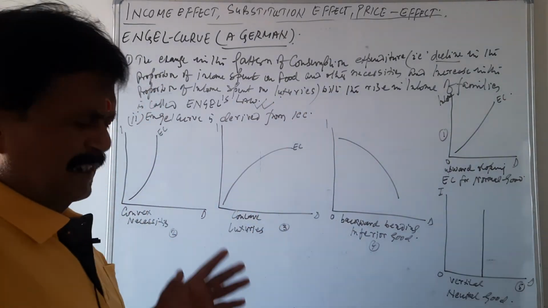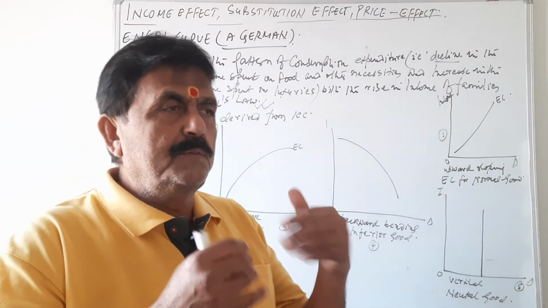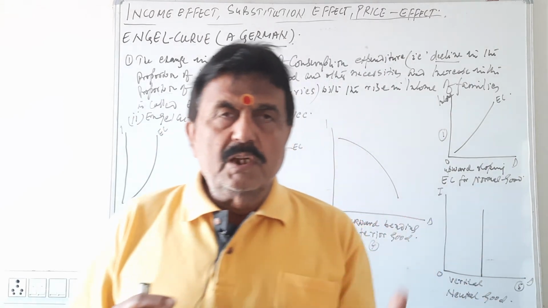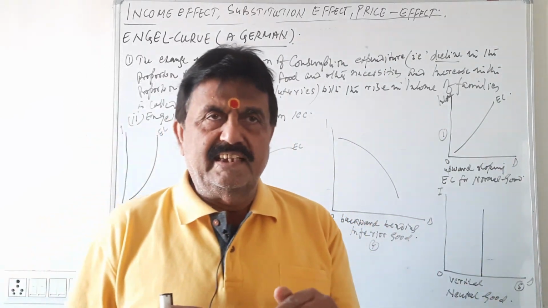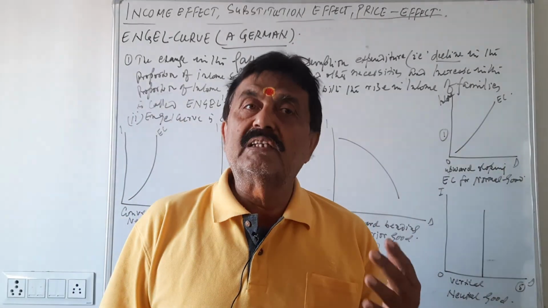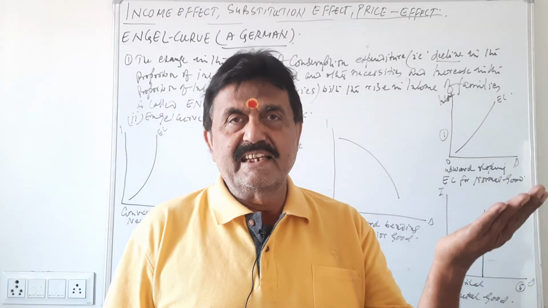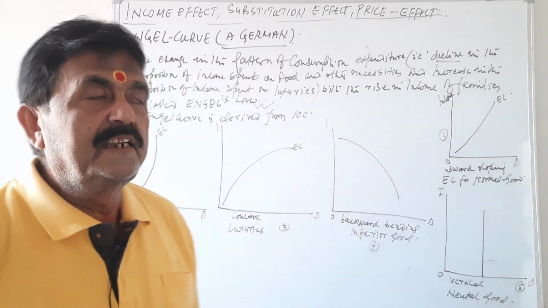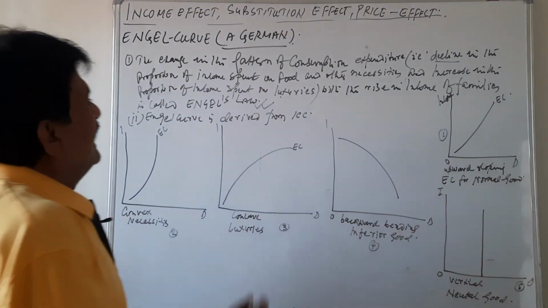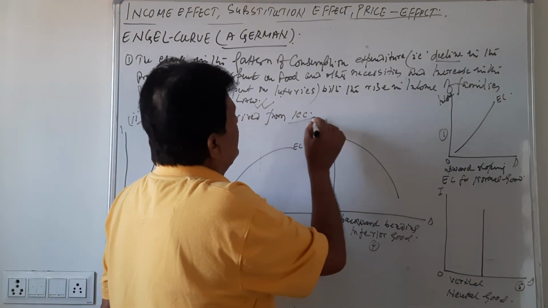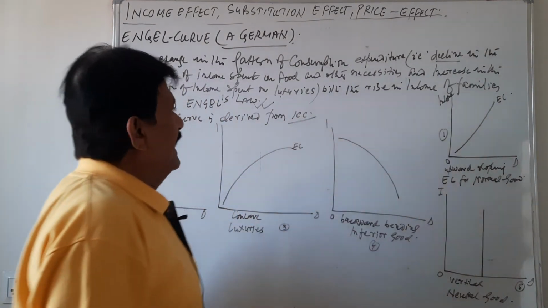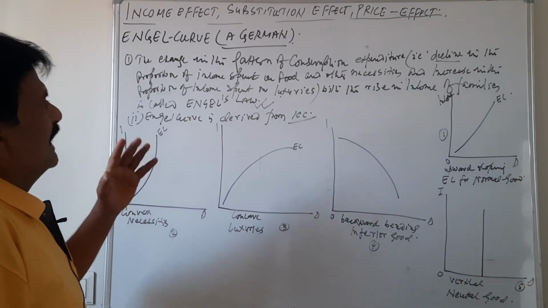So this is what Angel's law says. It says that when income increases, the proportion of income spent on food diminishes, and the proportion of income spent on luxurious commodities increases. This Angel curve is derived from the income consumption curve. Just as we have seen from the ICC, the Angel curve is found.